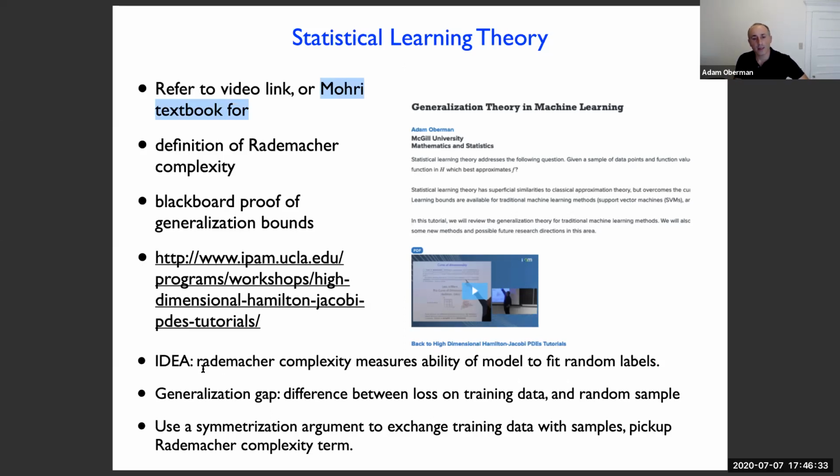The idea is the definition of Rademacher complexity is how well your entire function class can fit random labels. And you hope that it doesn't fit them so well. And the generalization gap is the difference between the loss on the training data and on a random sample. So the way you do this proof is essentially you use a symmetrization argument that lets you trade training data, exchange training data with samples. And when you do that, you pick up an extra term, which is Rademacher complexity.